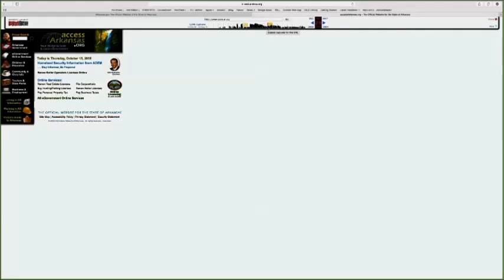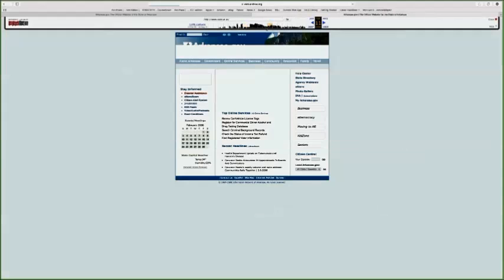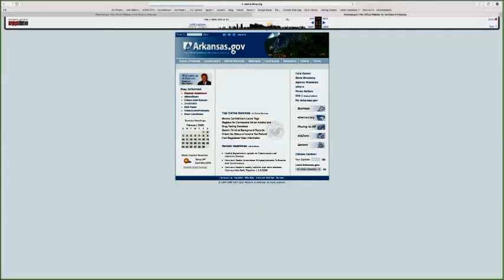Let's see here. That's February 2008. And this is the site 5 years later in 2008. So now we've got a new governor, Mike Beebe. You've got a shift in the overall design. First of all, the site centers on the page naturally.